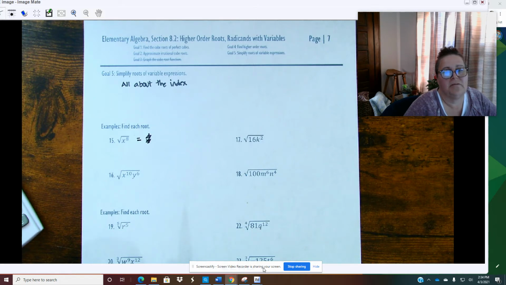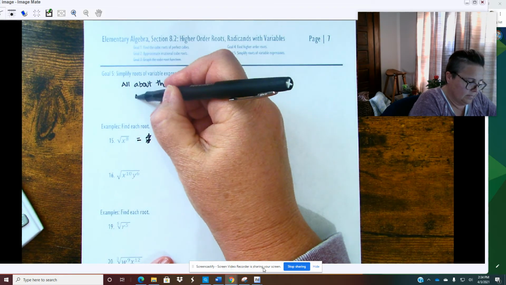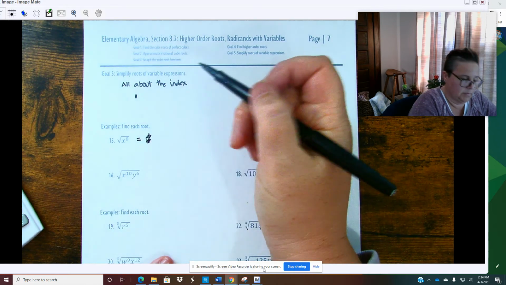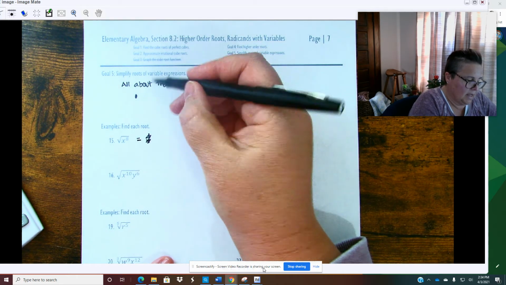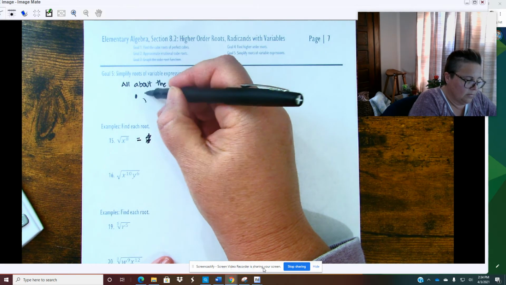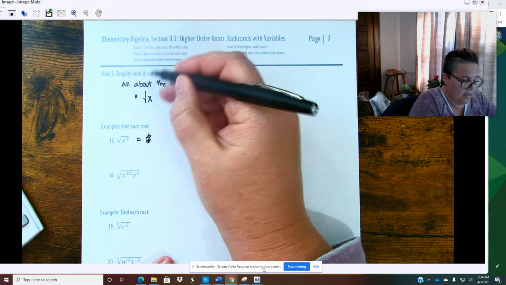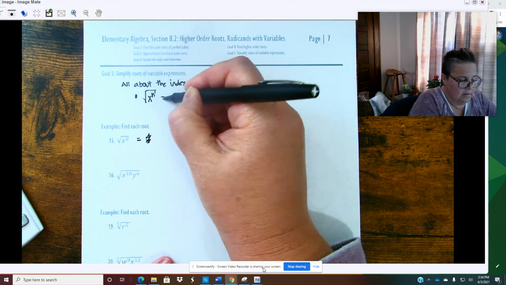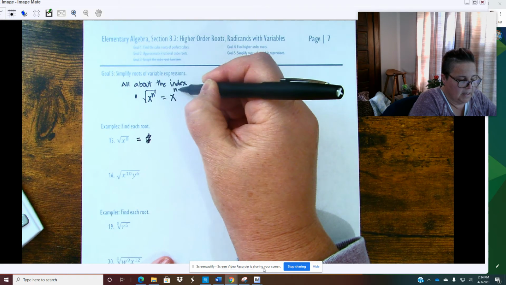Yeah, these are all even. So one of the things that you can do here, couple of things. I'm just trying to think about how it's best to explain it. This is about the index. So the square root of x to the n is going to be equal to x to the n divided by 2.